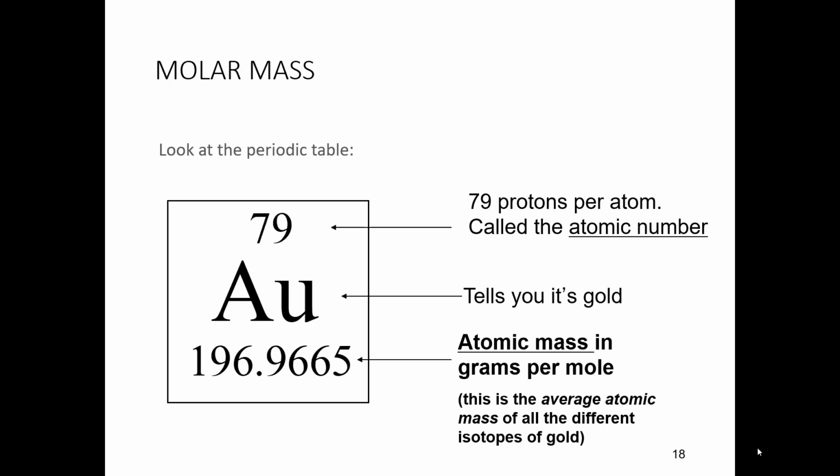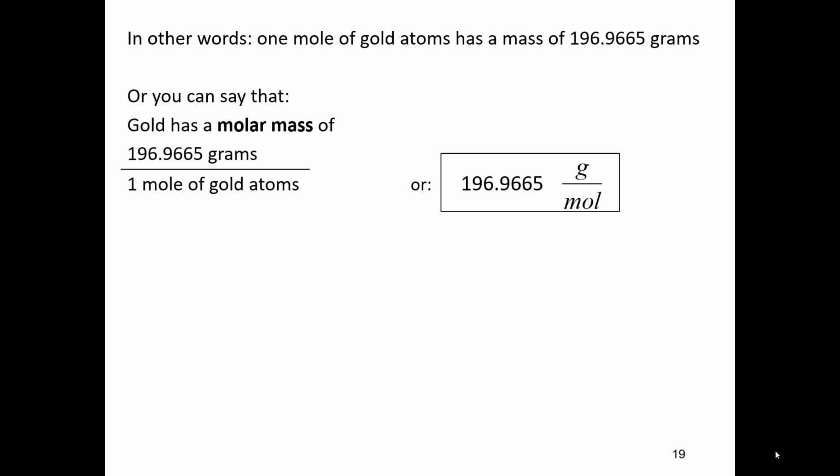So if you have 1 mole of gold atoms, then it weighs 196.9665 grams. Let me reiterate that 1 mole of gold atoms has a mass on average of 196.9665 grams. And so this is where we can turn this into a conversion factor. You can write it as 196.9665 grams per 1 mole of gold atoms, or you can even flip that upside down and say that 1 mole of gold atoms per 196.9665 grams.